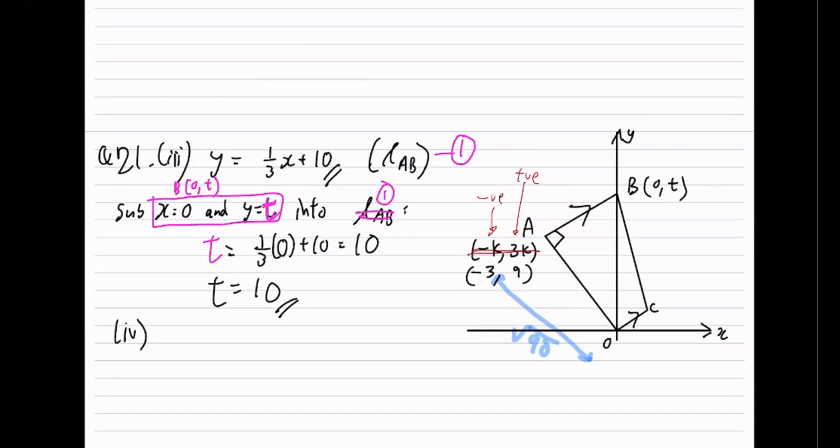Next, part 4. Two possible coordinates of C if OC equals half AB. Let's just replace the t with a 10. It means the distance. If OC equals half AB. Oh, wait. Yeah, correct. We still don't know the coordinates of C.